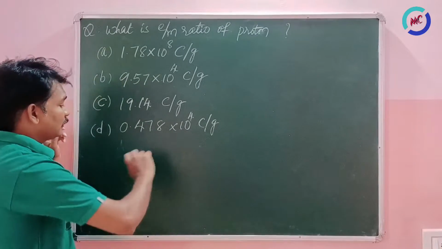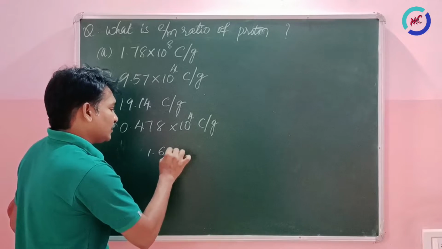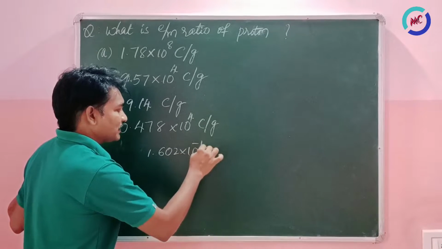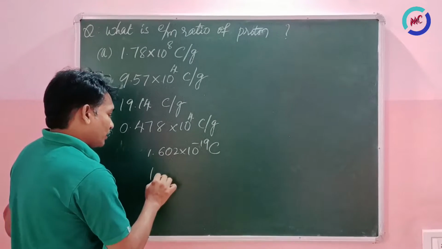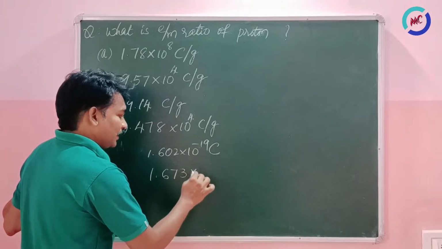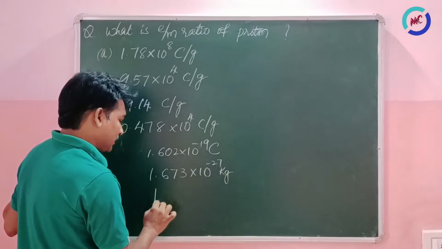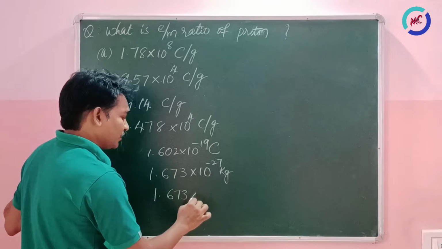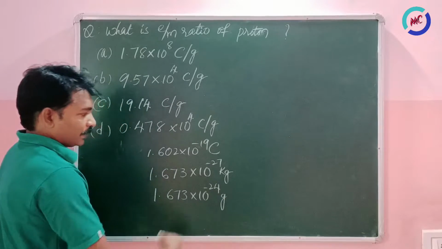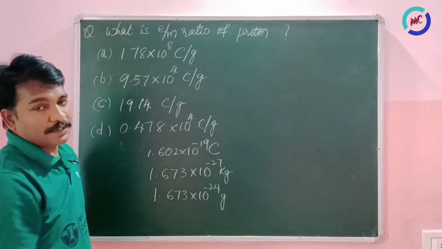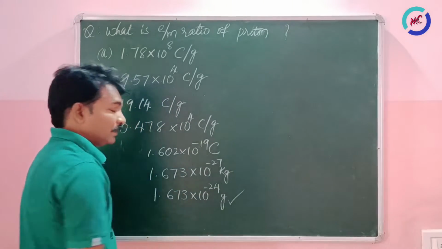And see here, charge of proton is 1.602 into 10 to the power of minus 19 coulombs, and mass of proton is 1.673 into 10 to the power of minus 27 kilogram, or you can say 1.673 into 10 to the power of minus 24 grams. And see here in the given options, they are given in terms of grams. That's why I'm going to take it in grams.